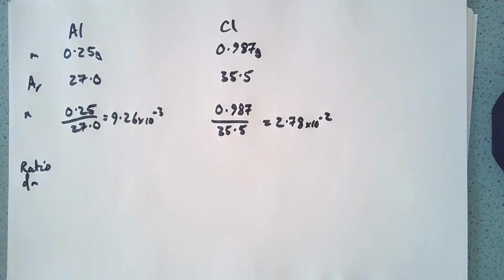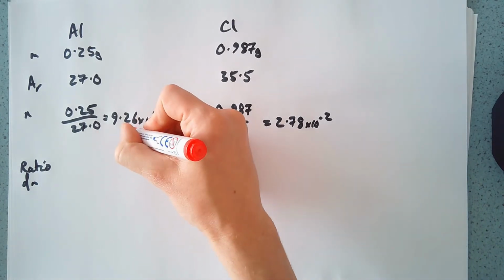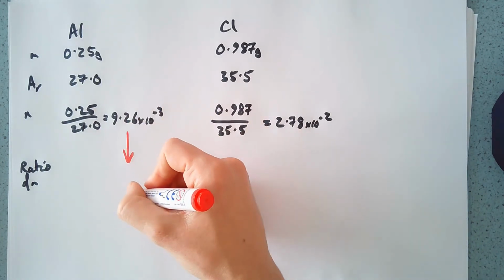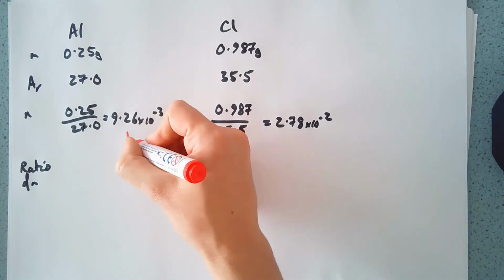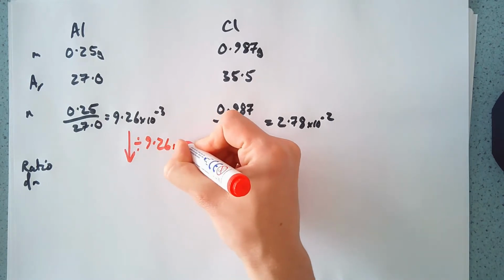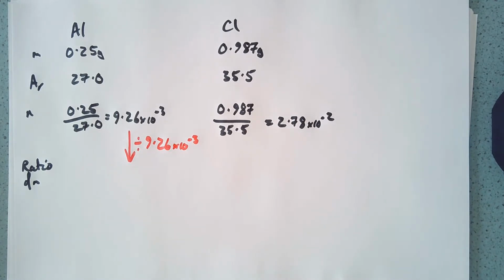then what's the easiest way to go about this? Well, the easiest way to go about this is to change one of these numbers into 1. And I would usually go with the smallest. So if we want to change this number into 1 for our ratio, we just divide by 9.26 times 10 to the minus 3. And so that's going to give us the number 1.